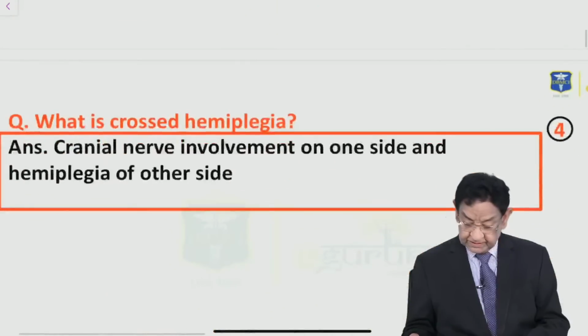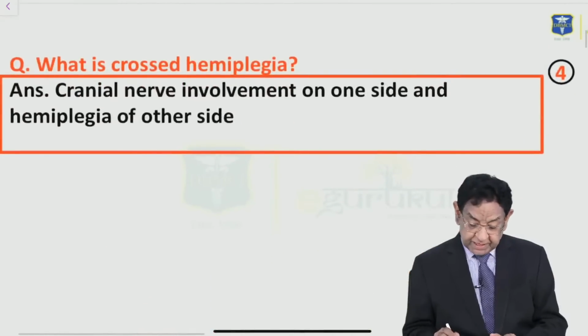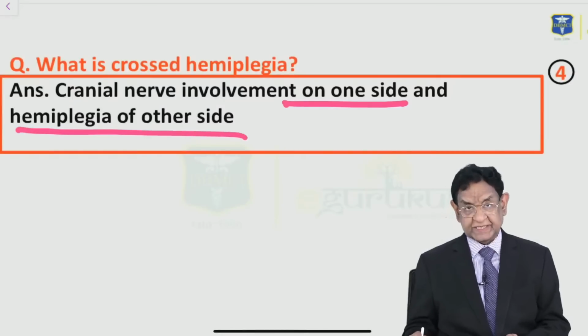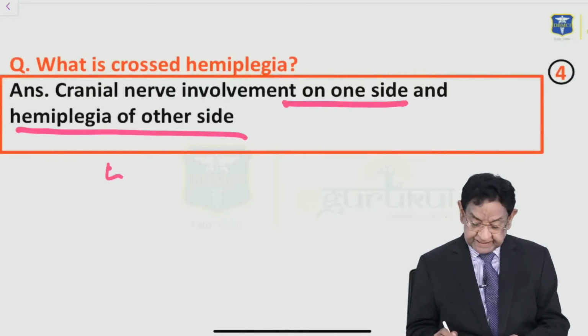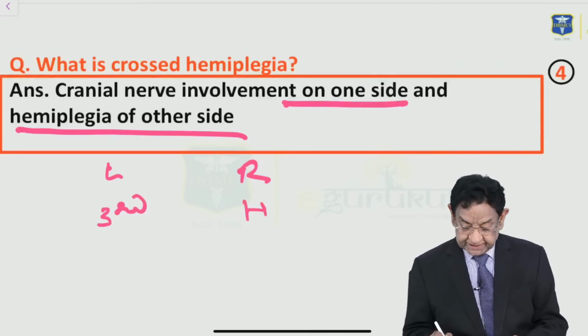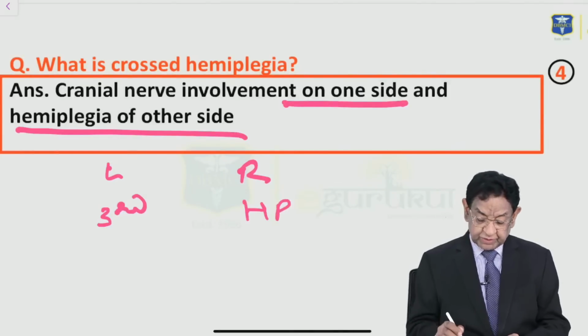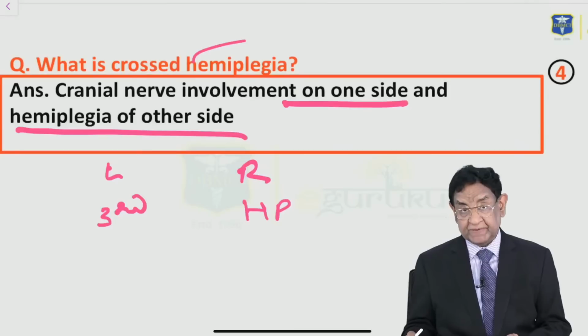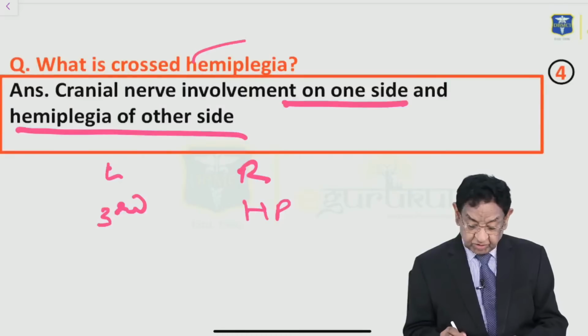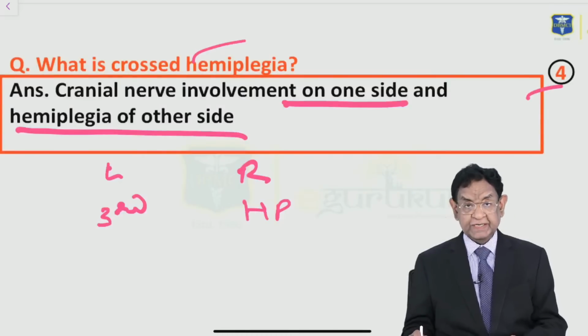Well, this is box. Cranial nerve involvement on one side and hemiplegia on the other side. Suppose a cranial nerve involvement, let's say the third cranial nerve is involved on the left side, and there is right-sided hemiplegia. So this is known as crossed hemiplegia. Cranial nerve of one side and hemiplegia on the other side is crossed hemiplegia. This is box number 4.